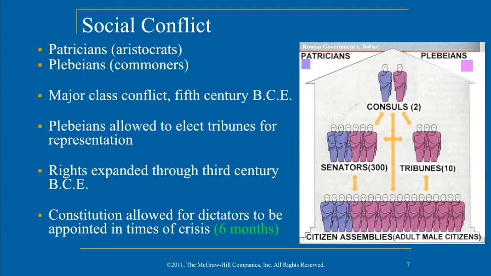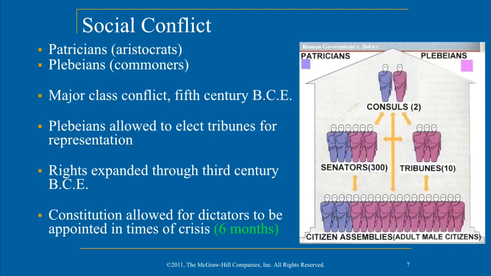Well, they're going to start to complain because the plebeians, or the commoners, are going to say, hey, every time there's some sort of law or decision to be made, the senators always decide to pick the law or a way to write things so that they make more money and we get screwed. So there's this major class conflict that happens in the 5th century BCE, and the compromise reached is that the plebeians should be allowed to elect tribunes for representation.